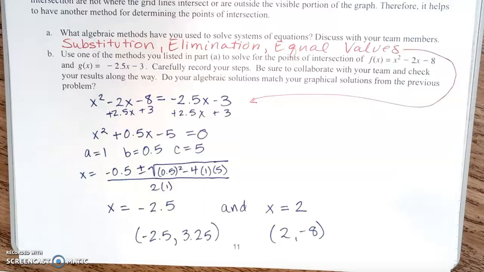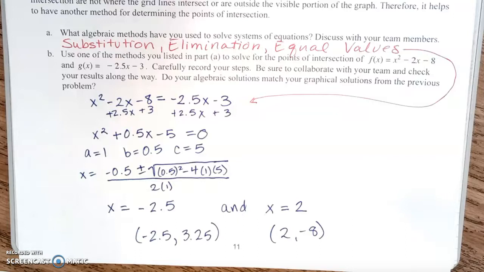Because they're both equal to f of x and g of x, which is essentially our y, we can just take those two equations and set them equal to each other. This is often called the equal value method. It can also often be referred to as substitution. You'll hear it either way, okay?